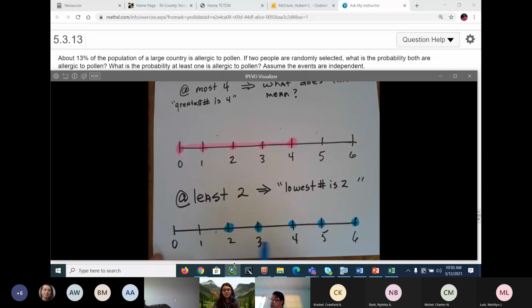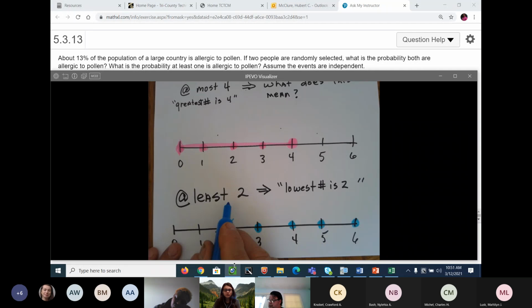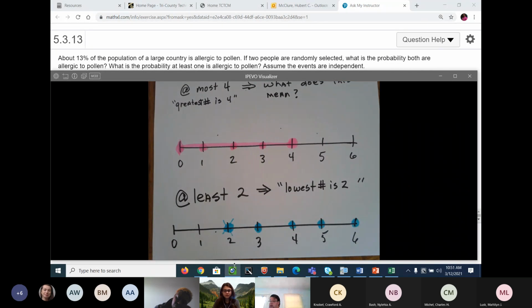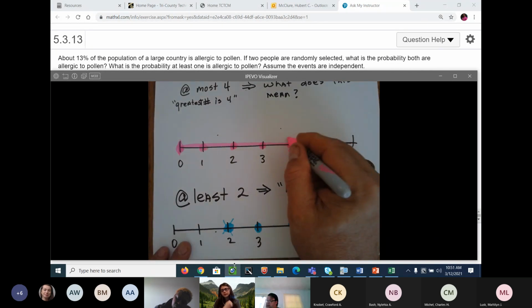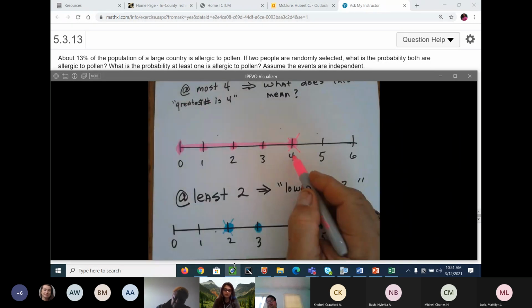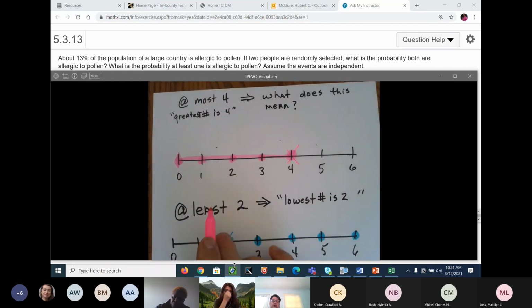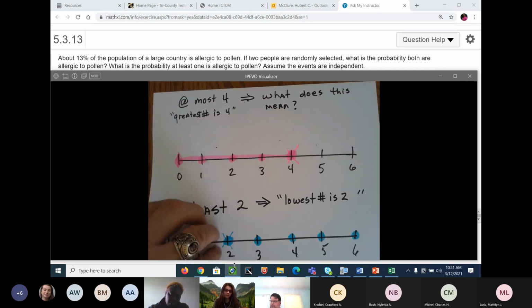So this set includes 2, 3, 4, 5, 6. Actually, it doesn't include 2, so I'm going to put an X through it because it says at least 2. We're not going to split hairs right now. I'm trying to get you to understand what these two things mean. So at most 4 means that the greatest number is 4. At least 2 means that the least number is 2. I want you to understand those two terms. All right, so I'm going to go back to the question.